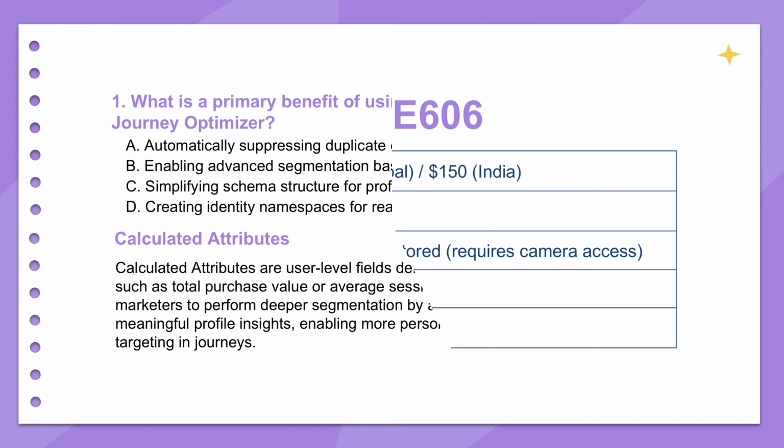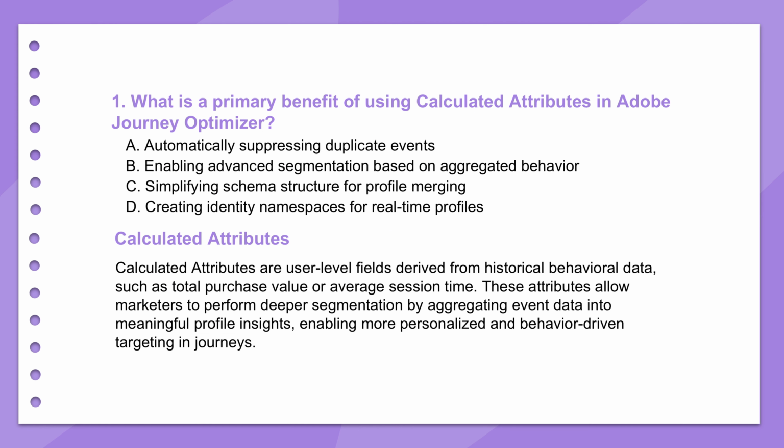Okay, let's unpack this. First up, something called calculated attributes. The first question in our material asks about their main benefit. And the core advantage, as the material points out, is enabling advanced segmentation based on aggregated behavior. What's really interesting here is that it shifts you from just knowing who your customers are to understanding what they've actually done over time. The examples they give are things like total purchase value, or the number of times someone has logged in, or their last purchase date.